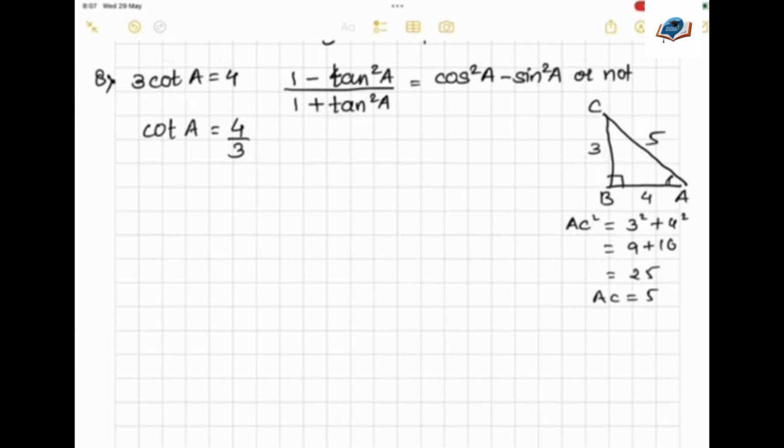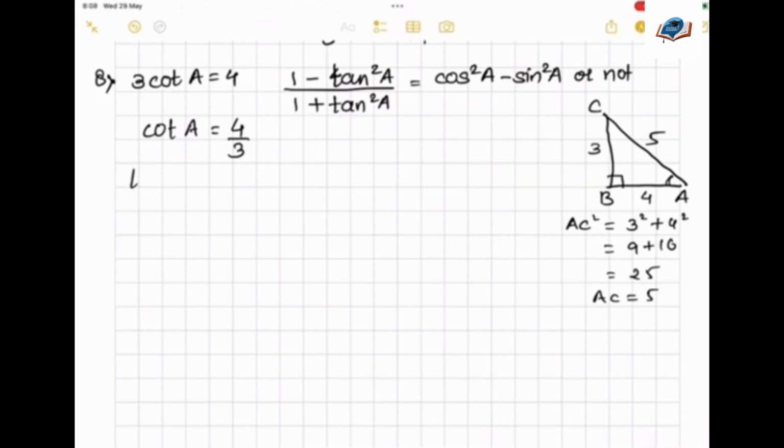Now the eighth one is 3 cot A equal to 4. So cot A equal to 4 by 3, and find whether 1 minus tan square A upon 1 plus tan square A equals cos square A minus sin square A or not. So here also, first I have used the Pythagoras theorem and found the third side using the given values.